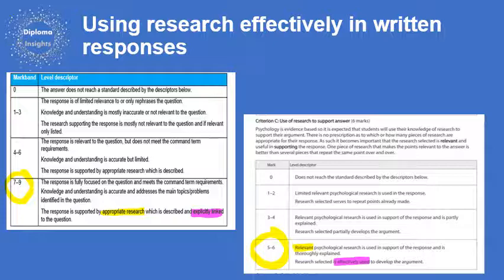The second document is the marking criteria C, which forms part of your marking criteria used for your longer essay responses. Criteria C is all about the use of research, and again, to score in the top mark band, you must include research which is relevant. However, there's also another aspect to including research, which we're going to focus on in this workshop. The research that you include must not only be relevant, but it must also be used effectively to answer the question. Let's look at what that means exactly.